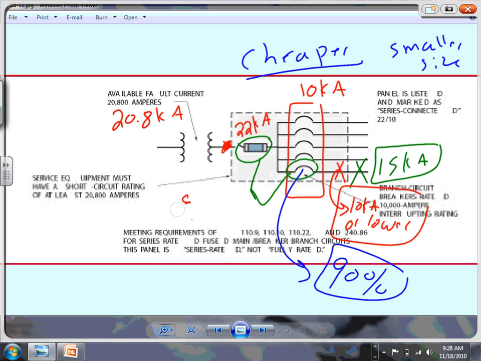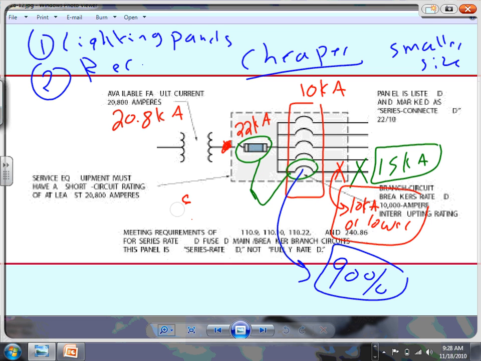So, I want you guys, one second, I want you to write next to this. This is very common for lighting panels. You have a panel for lighting, or receptacle panels, and now we're talking about commercial. In a lighting panel like this, do you see any air handling units fed from this panel? Nothing. All you see out of this little panel is a lot of lights and receptacles. That would be a great application for a series rated panel. Cheaper product, smaller product, more affordable.